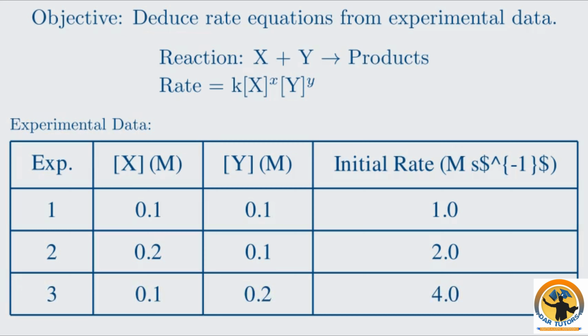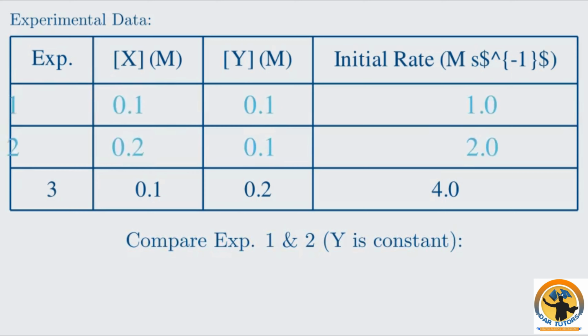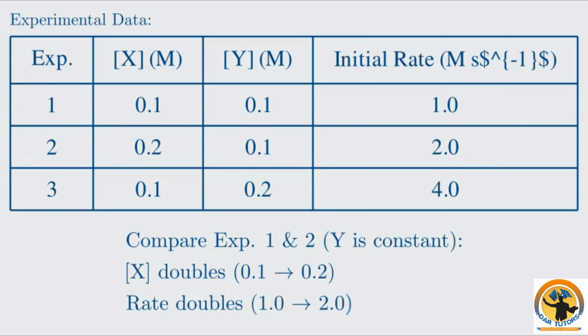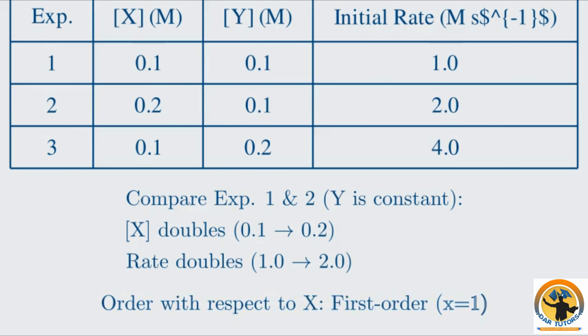Let's deduce the orders one by one. First, for reactant X. We compare experiments 1 and 2, where the concentration of Y is kept constant. The concentration of X doubles from 0.1 to 0.2. The rate also doubles from 1.0 to 2.0. This direct proportionality, doubling the concentration doubles the rate, means the reaction is first order with respect to X. So our exponent x is 1.